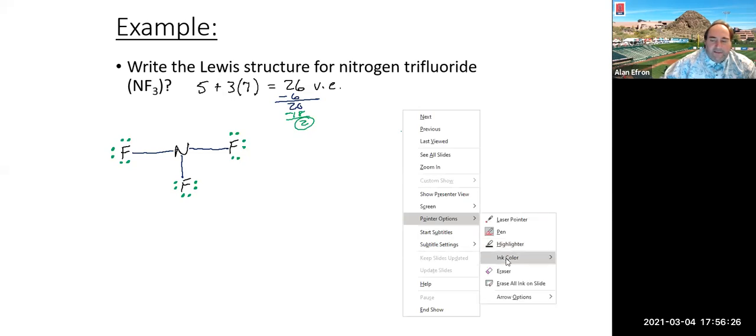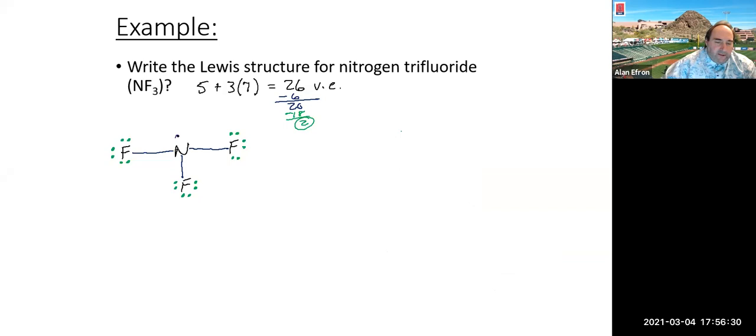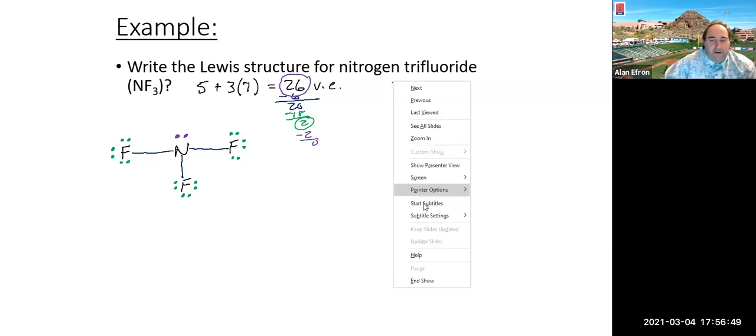Since I still have 2 electrons to go, those 2 electrons will end up right there as a pair on the central atom. At this point, I have put on a grand total of 26 valence electrons, which is what I should have. I want to make sure that everybody meets the octet rule.